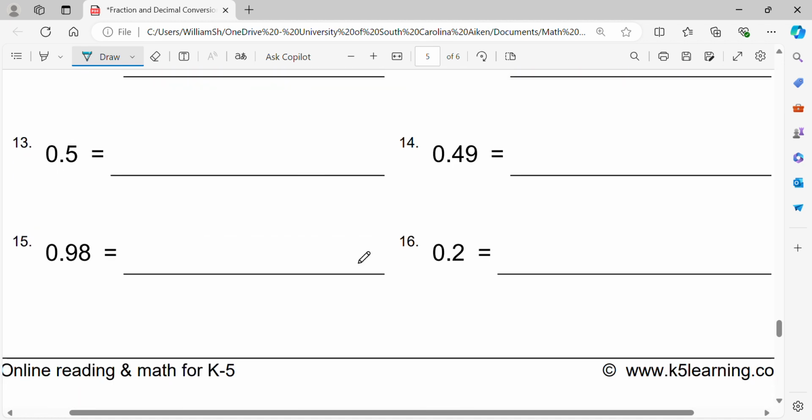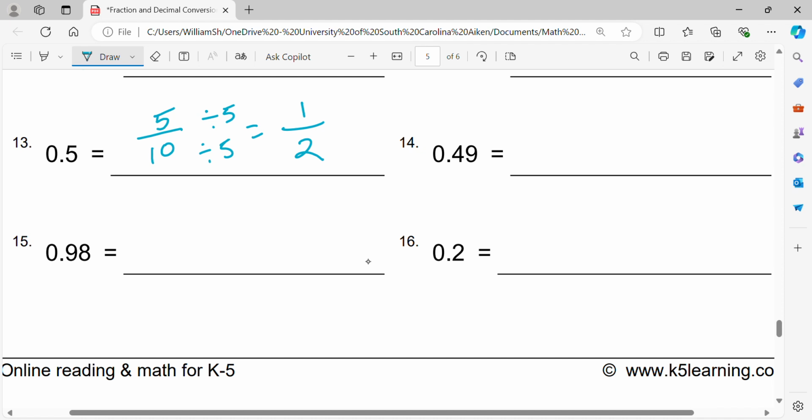All right, a few more. 0.5. That 5 is in the tenths place. So this is just 5 out of 10. I can reduce that by a factor of 5. So I'm going to do that. Divide both of them by 5. 5 divided by 5 is 1. 10 divided by 5 is 2. I've reduced 0.5 into 1/2 as a fraction.